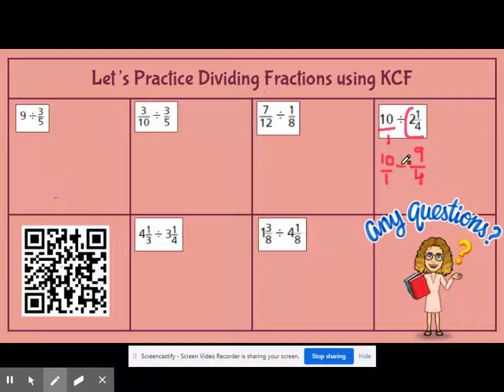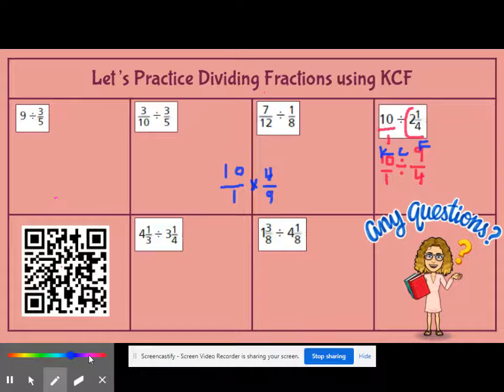Now this was still division. I haven't done any math yet except for just rewrite them using tops and bottoms, numerators and denominators. Now I'm going to keep, change, flip. So I'm going to do my work over here. So I'm going to have 10/1. I kept that one. I change it to multiplication, and I flip it to its reciprocal. So 4/9. Once you have that multiplication symbol, then I can go straight across.